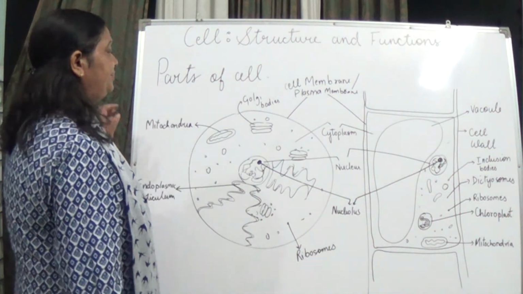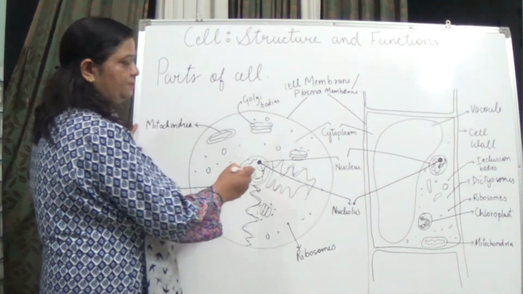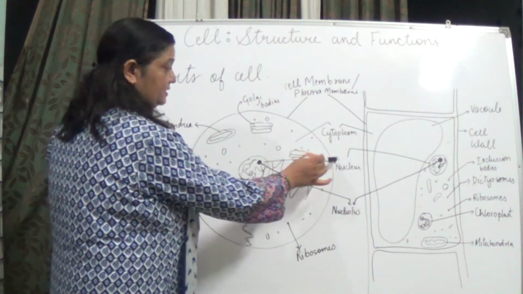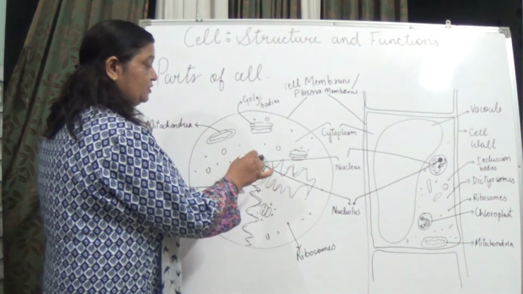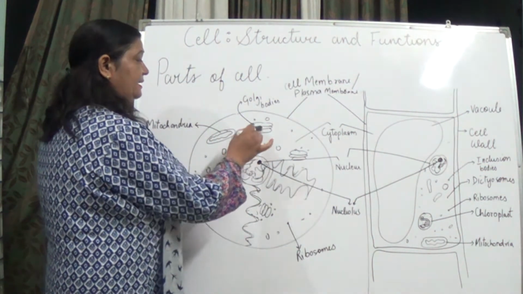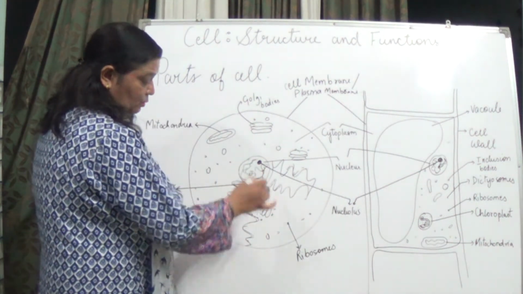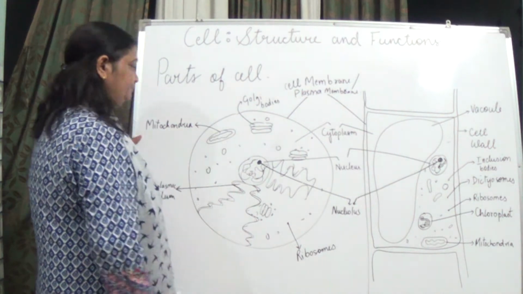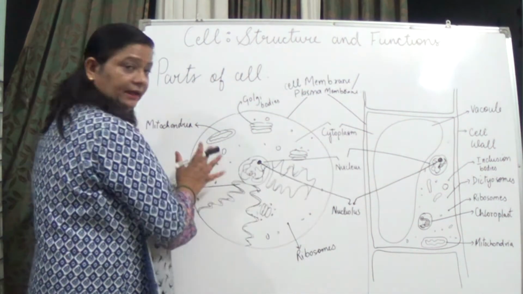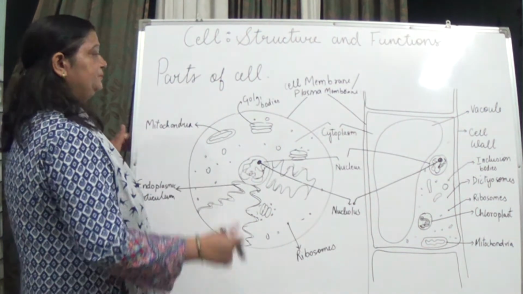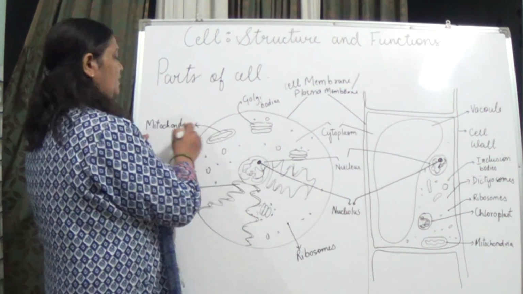Now in this, you see at the center what is present, the nucleus is present. So basically this cell is divided into two main parts, that is here the cytoplasm and inside, the nucleus with the nucleoplasm. So here in the cytoplasm area what is present? Let us see one by one the structures which we can see here.